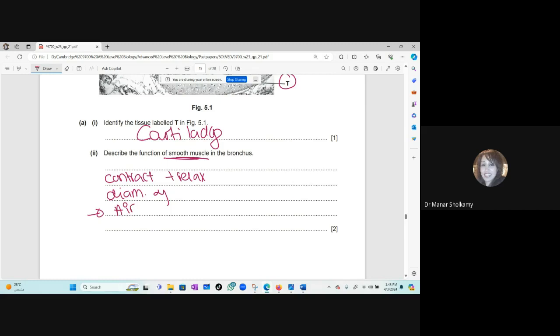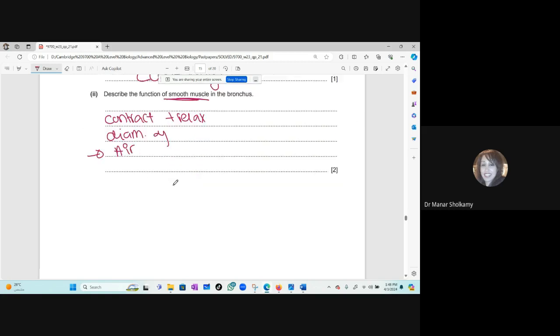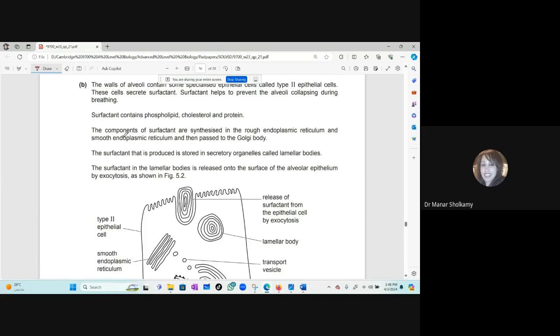Adham, your handwriting is horrible. Yeah, I know. No, you don't know. You have to do something about it. It is not understandable. The examiner will not read it. You have to do something.